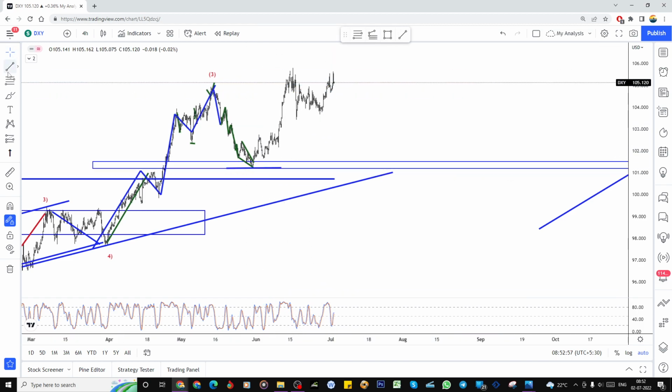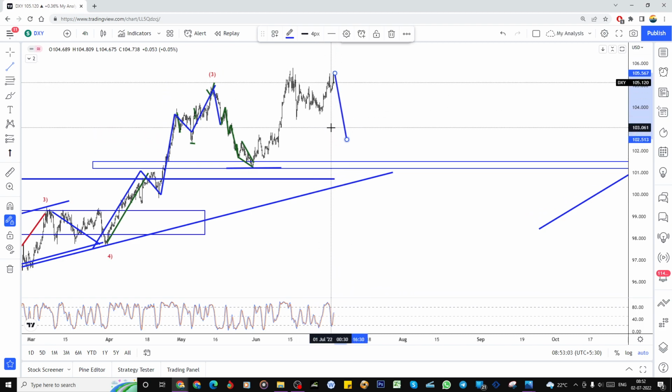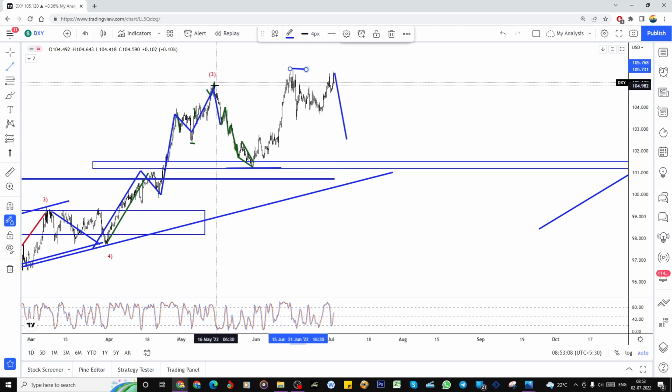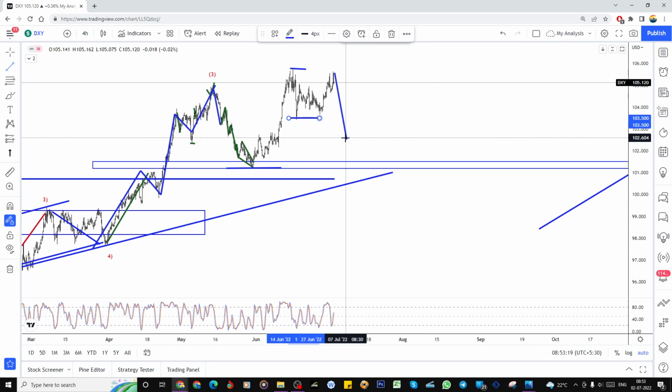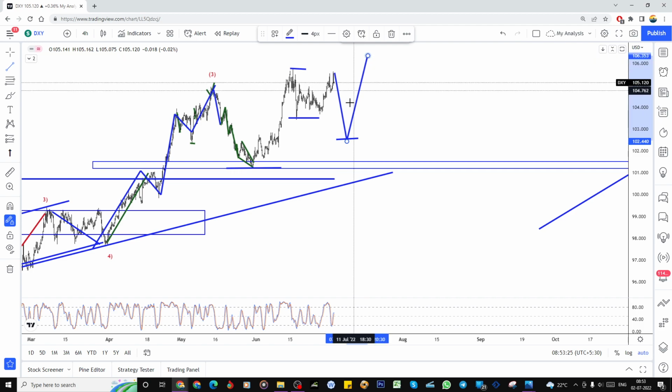Now I'm expecting this one. If you need to trade this, you need to place a stop loss here because it has already broken the previous high. So I took this as an irregular flat formation or running flat, or it could be a running triangle like this. I'm expecting it to break this one. So this is my target for the shorter term. Once this is achieved, either it could bounce from here for the fifth wave, so this could be the end of the fourth wave.